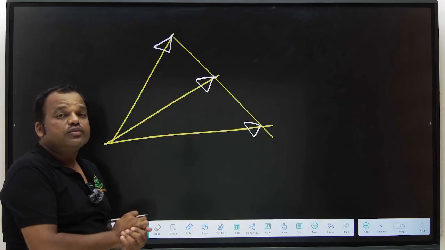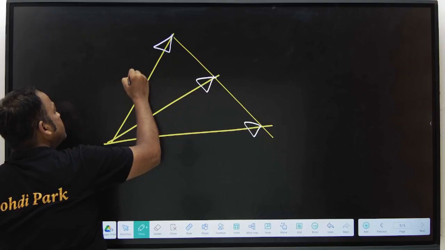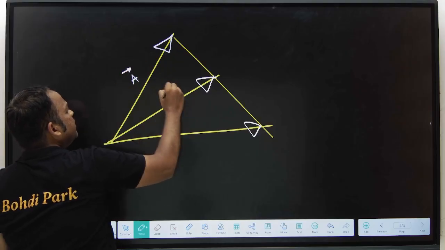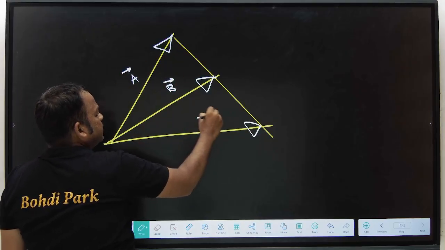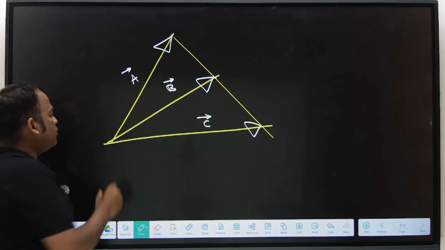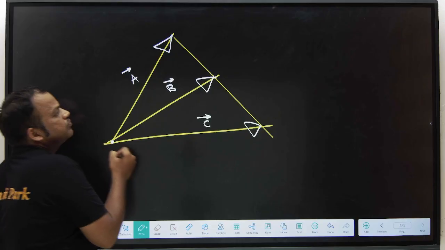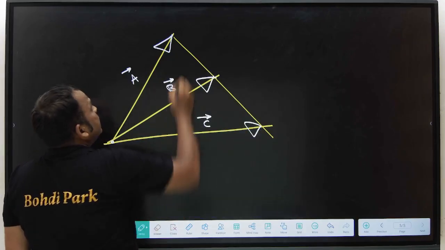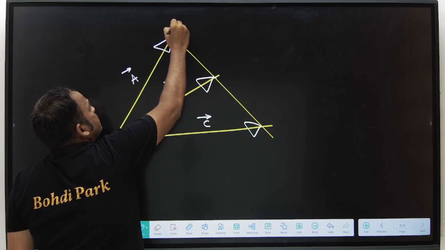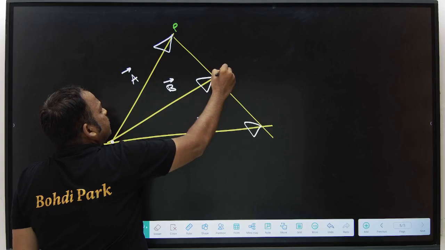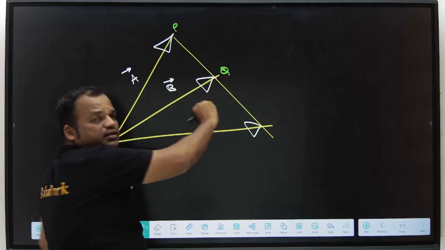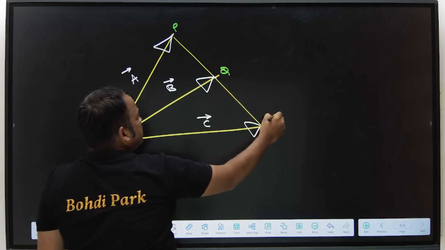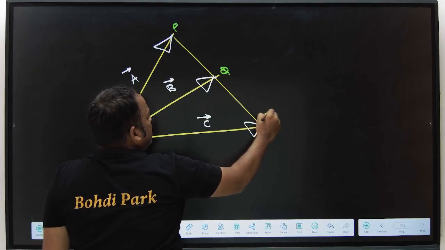Now you can observe there are three vectors. Let's name these vectors A vector, B vector and C vector. They have the common tail over here, and the heads are here. This is the head of A vector. Suppose this point is P. The head of B vector, suppose this point is Q. And the head of C vector, suppose the point is R.